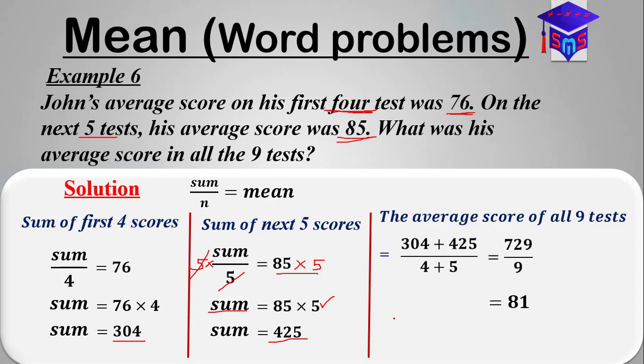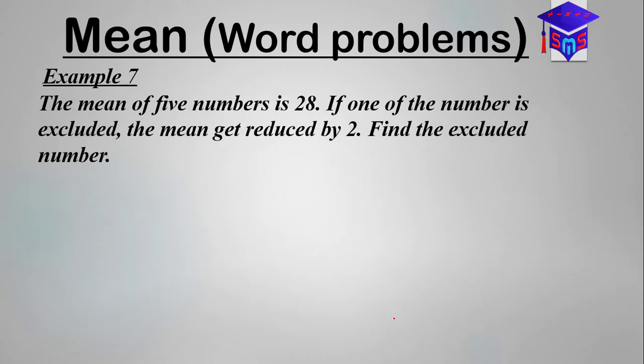Alright, so thank you very much for watching. In the next video, we'll be looking at this question, which says that the mean of 5 numbers is 28. Now if one of the numbers is excluded, the mean gets reduced by 2. Find the excluded number.